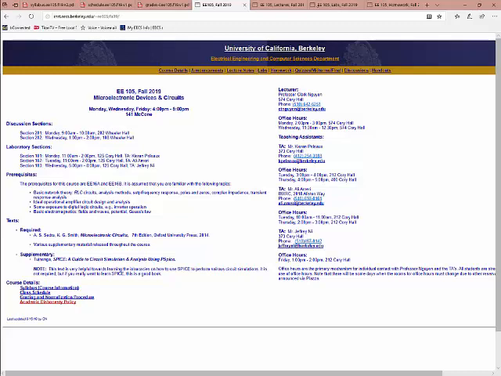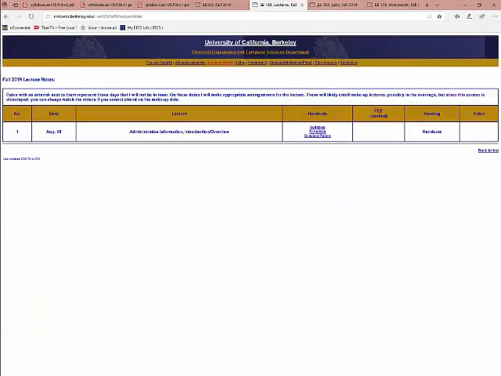This has all the information for the course, but in addition to this, this is where we're going to put up lecture notes. So this is the lecture note table. This lecture is right here. This is the date. That's the lecture number. These are the handouts I'll go through today.